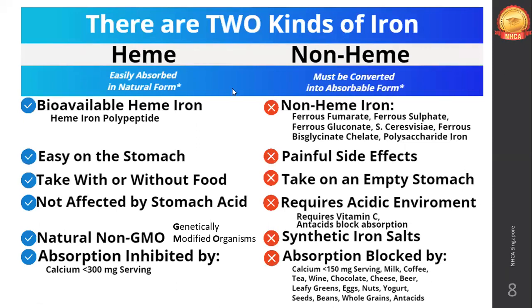Now coming to the difference between heme iron and non-heme iron. Heme iron is the bioavailable iron, which means your intestinal mucosa readily accepts and absorbs this form of iron. It's the natural form of iron. Non-heme iron is usually from plant sources, and it has to be converted into an absorbable form of iron, and then it can be stored in ferritin. It can move to transferrin and be stored in the liver. So that is non-heme iron.